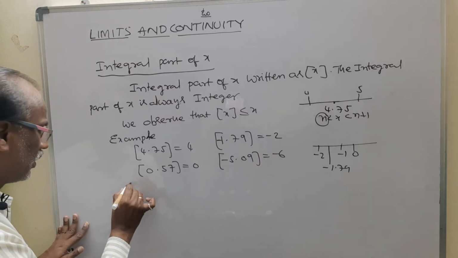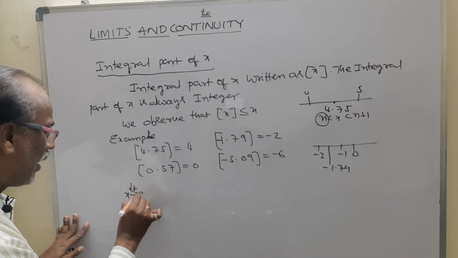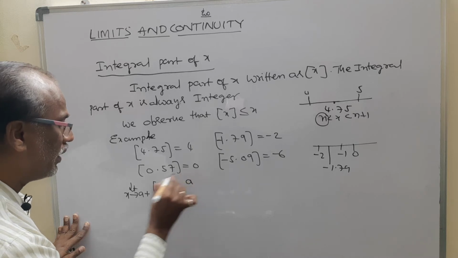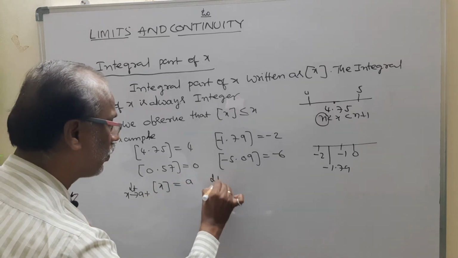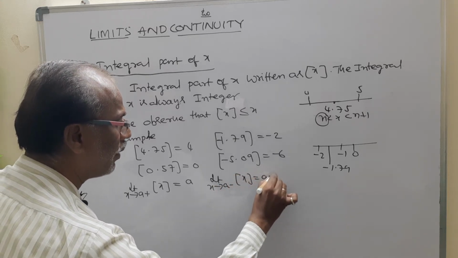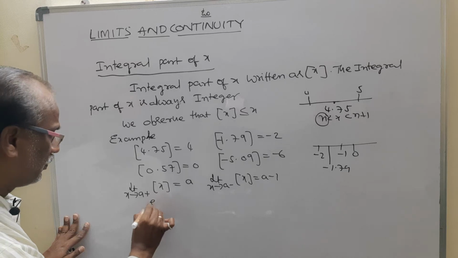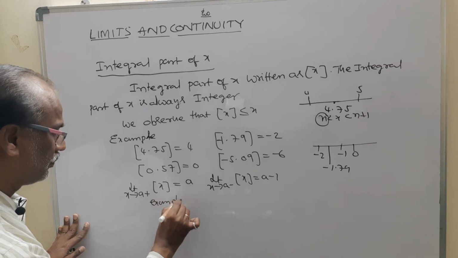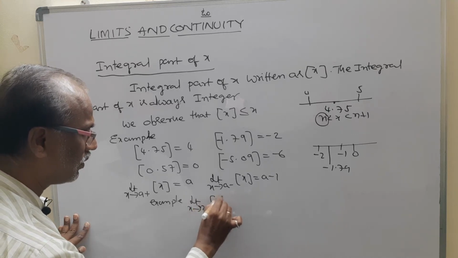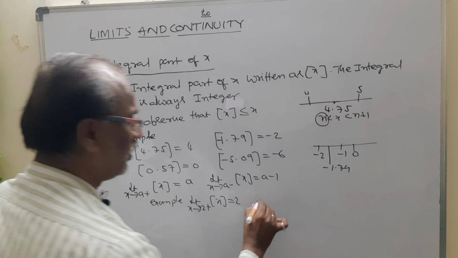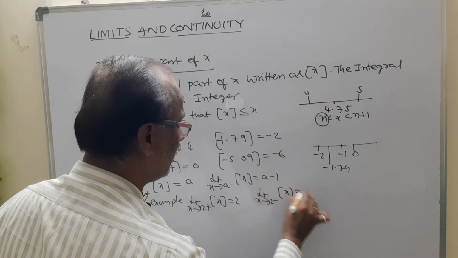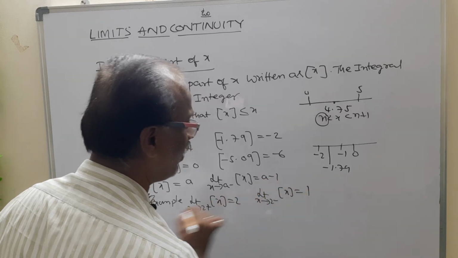Here we observe that limit as x tends to a plus of box x equals a, and limit as x tends to a minus of box x equals a minus 1. For example, limit as x tends to 2 plus of box x is 2. Limit as x tends to 2 minus of box x is a minus 1, that is 2 minus 1, which is 1.